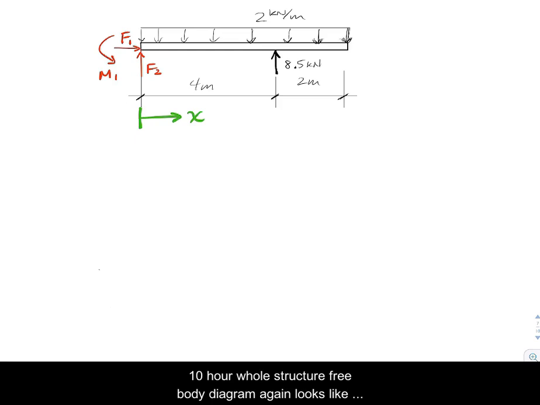So now our whole structure free body diagram again looks like the following, right? All the 3 red arrows are still present over at the wall. We've solved for the roller force, which is equal to 8.5 kilonewtons. And so now the most efficient way to do this is really just to do statics. So again, we can now solve for those 3 red arrows.